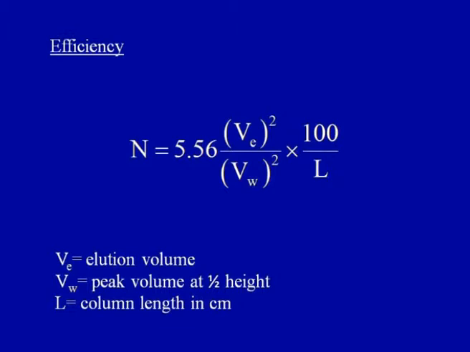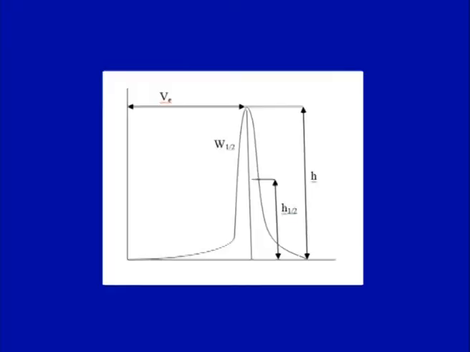where V is the elution volume, Vw is the peak volume at half the height of the peak, and L is the column length. So, it is like here half the height of the peak and this is the elution volume. So, you can calculate the theoretical plates.